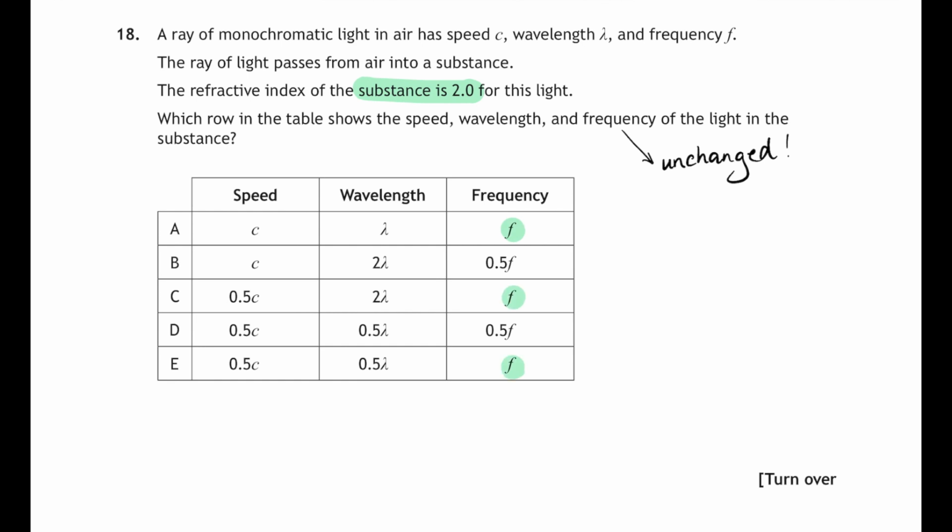And then if we think about the refractive index relationship, n is equal to v1 over v2. It's also equal to lambda 1 over lambda 2, where the number 1 corresponds to air and the number 2 corresponds to the more dense material. So as a result, if the refractive index is 2, then the speed of light will be twice as much in air as it is in the substance, so it will only be half as much in the substance. Same with the wavelength. The wavelength will only be half as much as the original wavelength. So that corresponds to answer E at 18E.